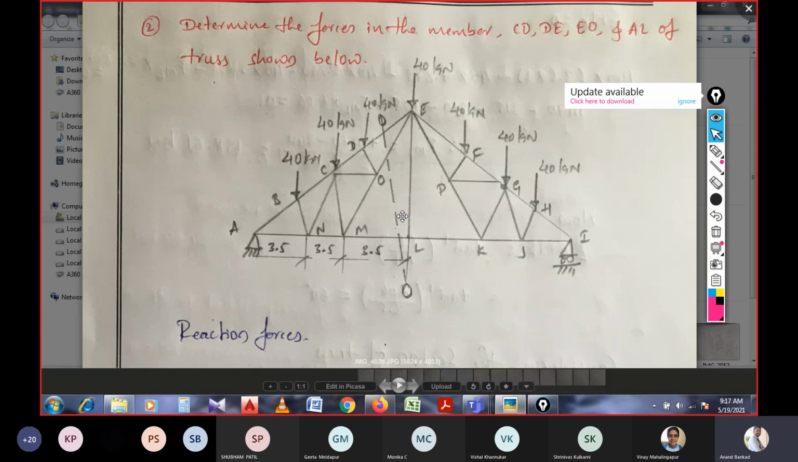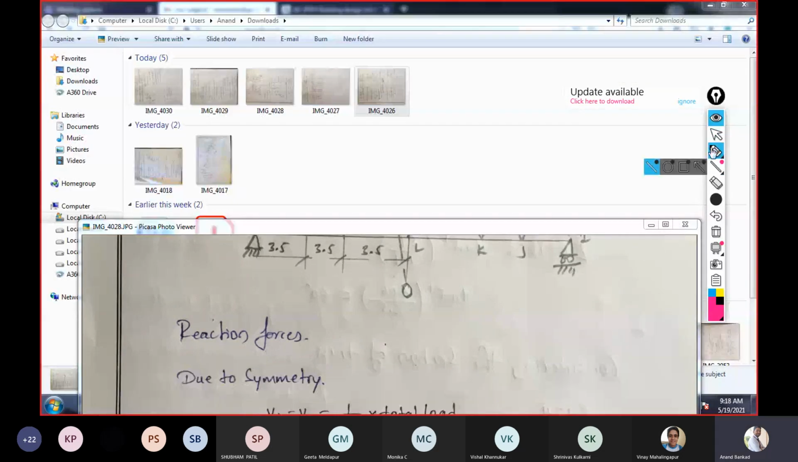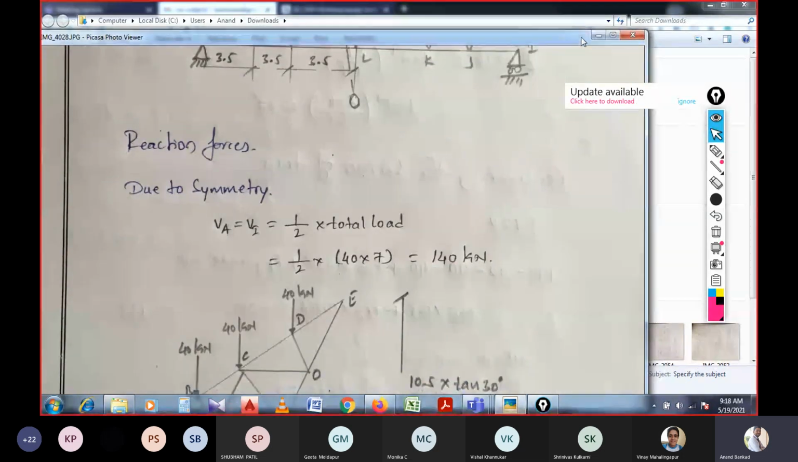So if you look at this question, what is the statement here? Determine the forces in the members CD, DE, EO, and AL. If you refer to the diagram over here, this is the member CD. I hope you are observing the cursor. CD and DE and EO, right, and AL. So I will just show this over here.